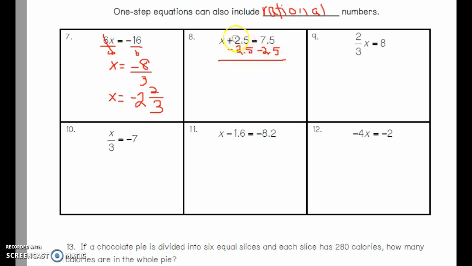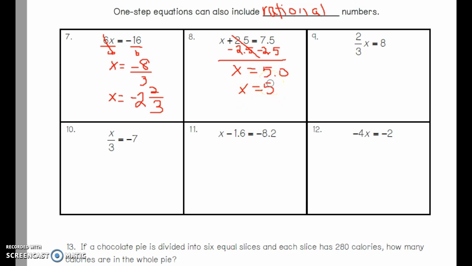Well, 2.5 minus 2.5 becomes 0. I'm left with x. And on this side, I have 7.5 minus 2.5, which leaves me exactly 5. I subtracted, and there were more positives than negatives. So the answer is 5. I could write it like that as a decimal, or just simply 5.